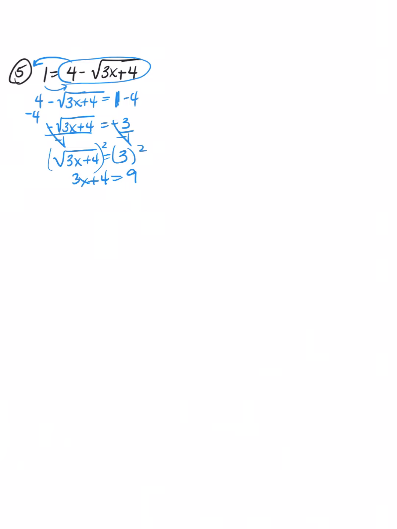Now it's just a basic linear equation to solve. All of them will be that way today. So I'll have 3x equals 5. And then I will just divide by 3. So x will equal 5/3. There's my answer. All right.